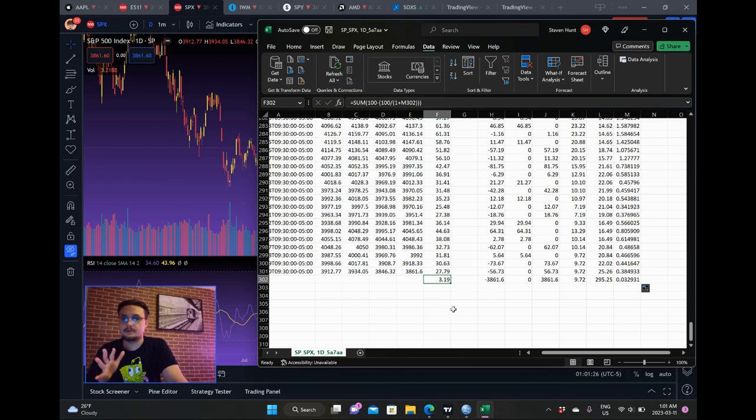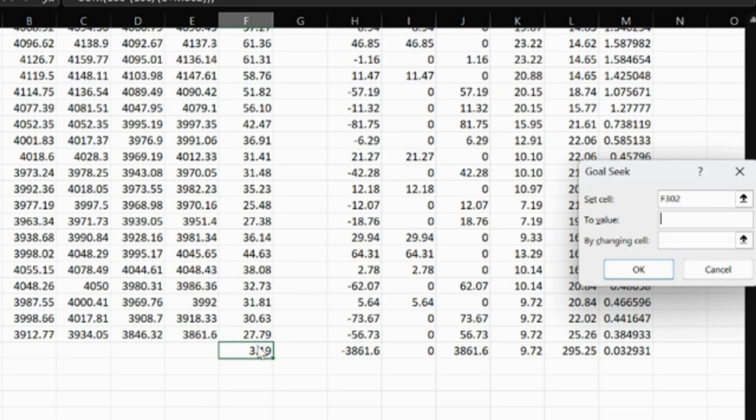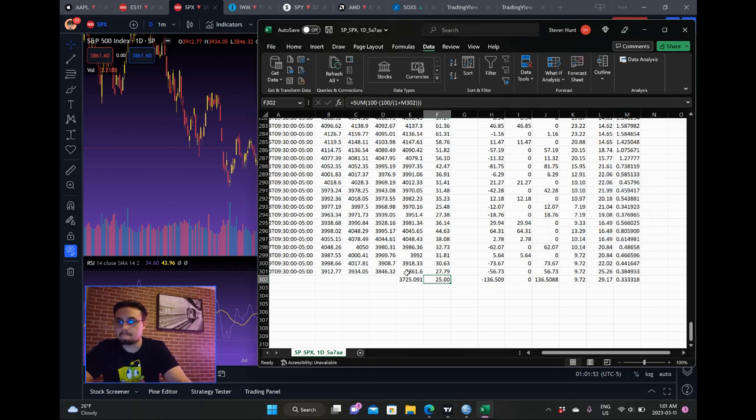Okay, so now Excel has the information it needs. So what we're going to do is Data, What-If, Goal Seek: set cell F to value 25 by changing the close price. And then it's going to do the analysis. And there we go. So if the RSI were to come down to 25 on Monday, it would be a price of $3,725. So that is what we would expect the close price to be at an RSI of 25, okay?